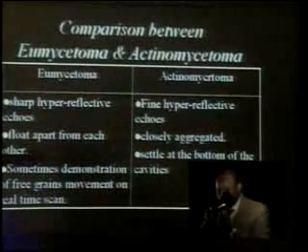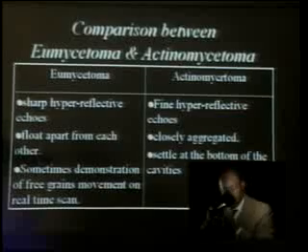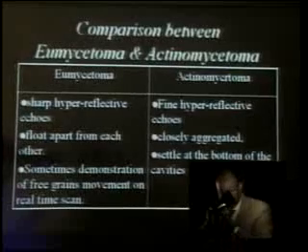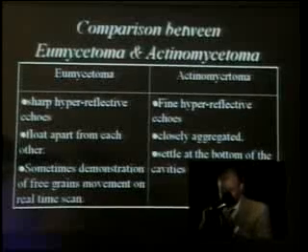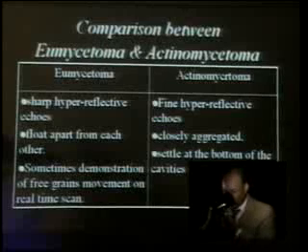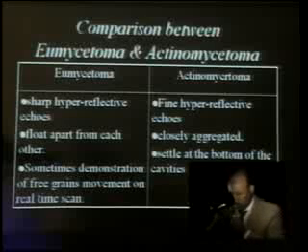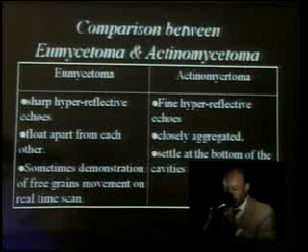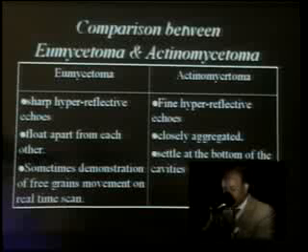Mainly we have two types of mycetoma here, eumycetoma and actinomycetoma. The ultrasound differentiation between the two types can be as follows, as in this table. In eumycetoma, we have sharp hyperreflective echoes, while fine hyperreflective echoes are found in actinomycetoma. In eumycetoma they float apart from each other, and sometimes free grains can be seen moving on real-time scanning if we do a gentle squeeze with the ultrasound probe. But in actinomycetoma, they are closely aggregated and settle at the bottom of the cavities.